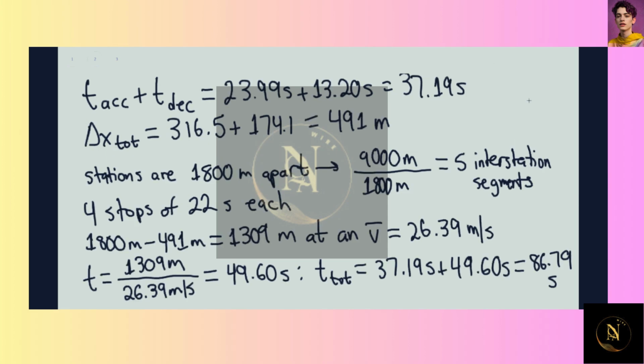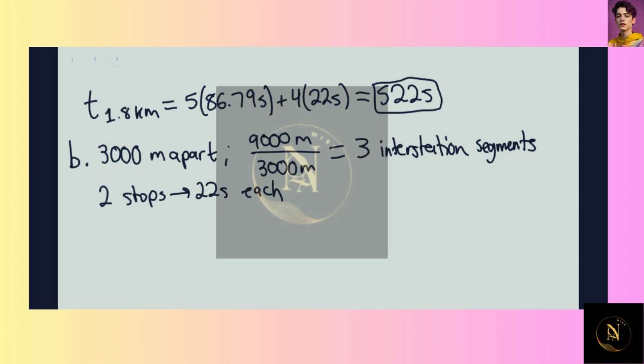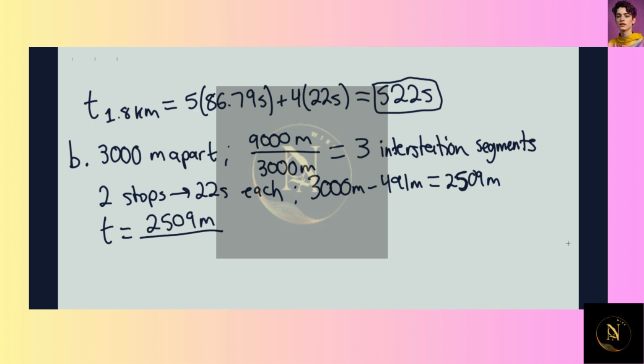However, we're trying to solve for the 3,000 meter apart stations. Again, so we can say that 3,000 meters minus 491 meters. This is giving us 2,509 meters at a constant velocity. So let's find that T. So T would then be equal to 2,509 meters divided by the maximum speed, 26.39 meters per second. And then this would be equal to 95.07 seconds.